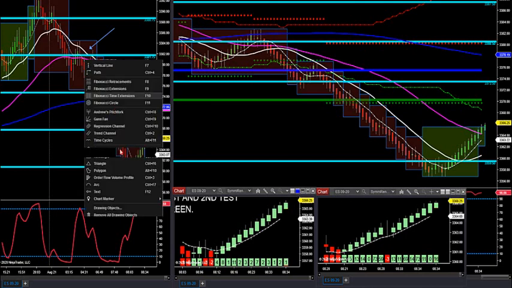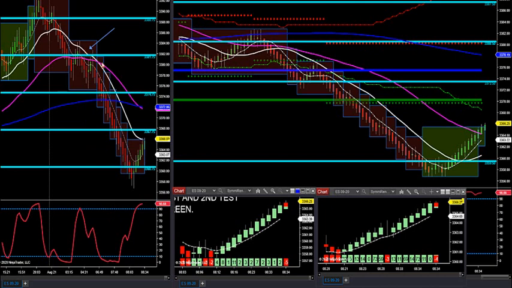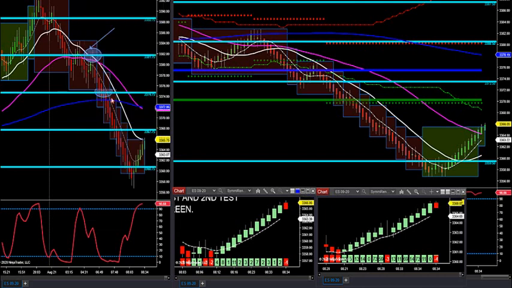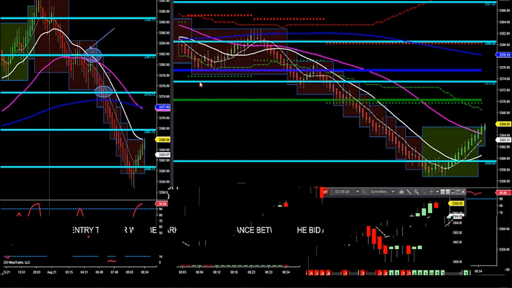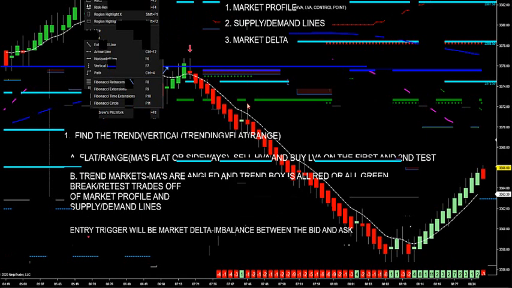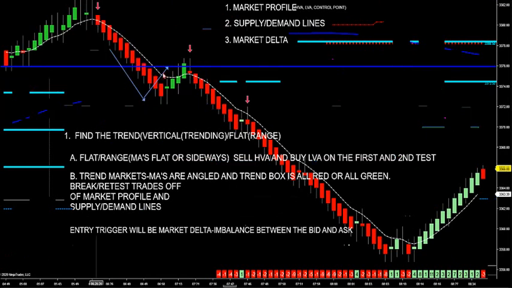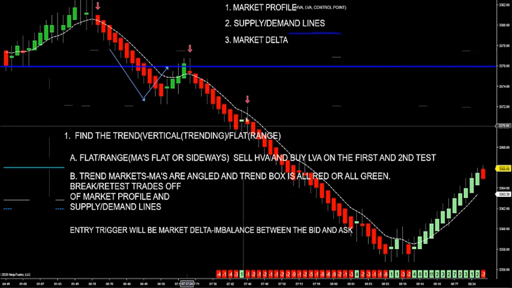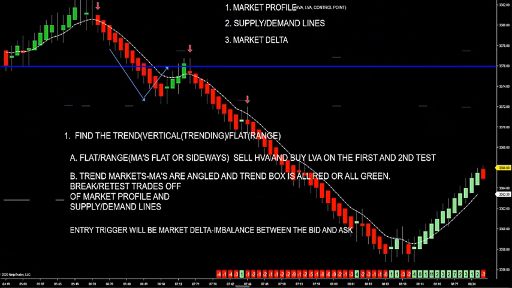So what we're trying to do is find the break retest on these smaller time frames here. Because remember, this is a larger time frame. You're not going to see the retest. You're going to see the retest over here in the smaller time frame on market delta. Here's a short too. Here's a pause in the market. That's another short. So these are short, short, short, counter-trend traders. Another counter-trend trader coming in. Short.